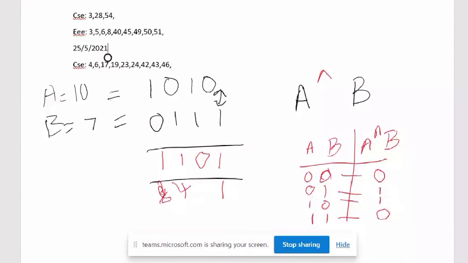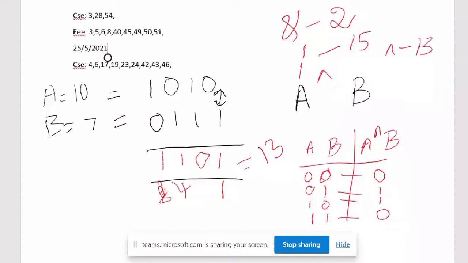So we got this for the AND operation. We got how much? 2, right? For the OR operation, we got how much? 15. And for this cap operation, that is exclusive OR, we got 13, right? These are the things that we got.